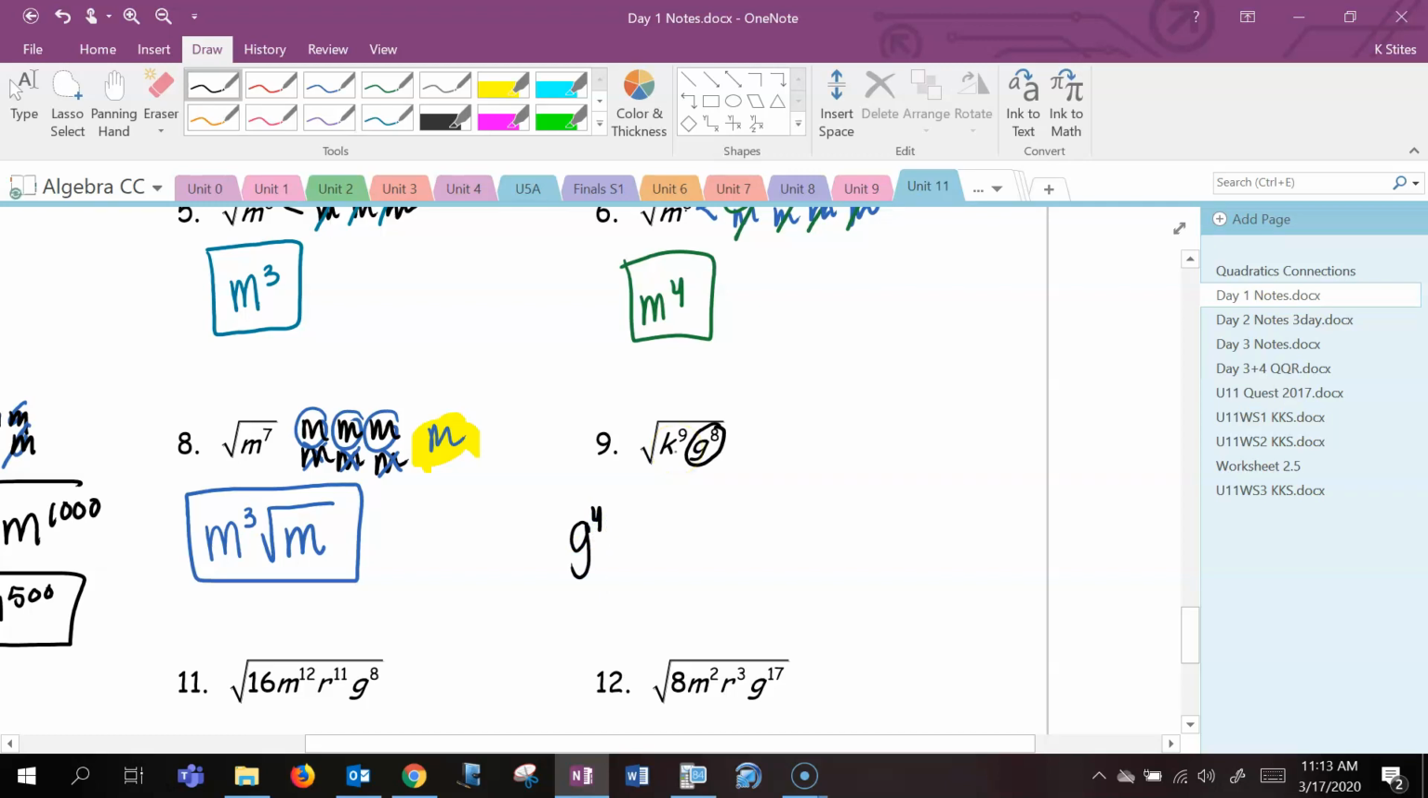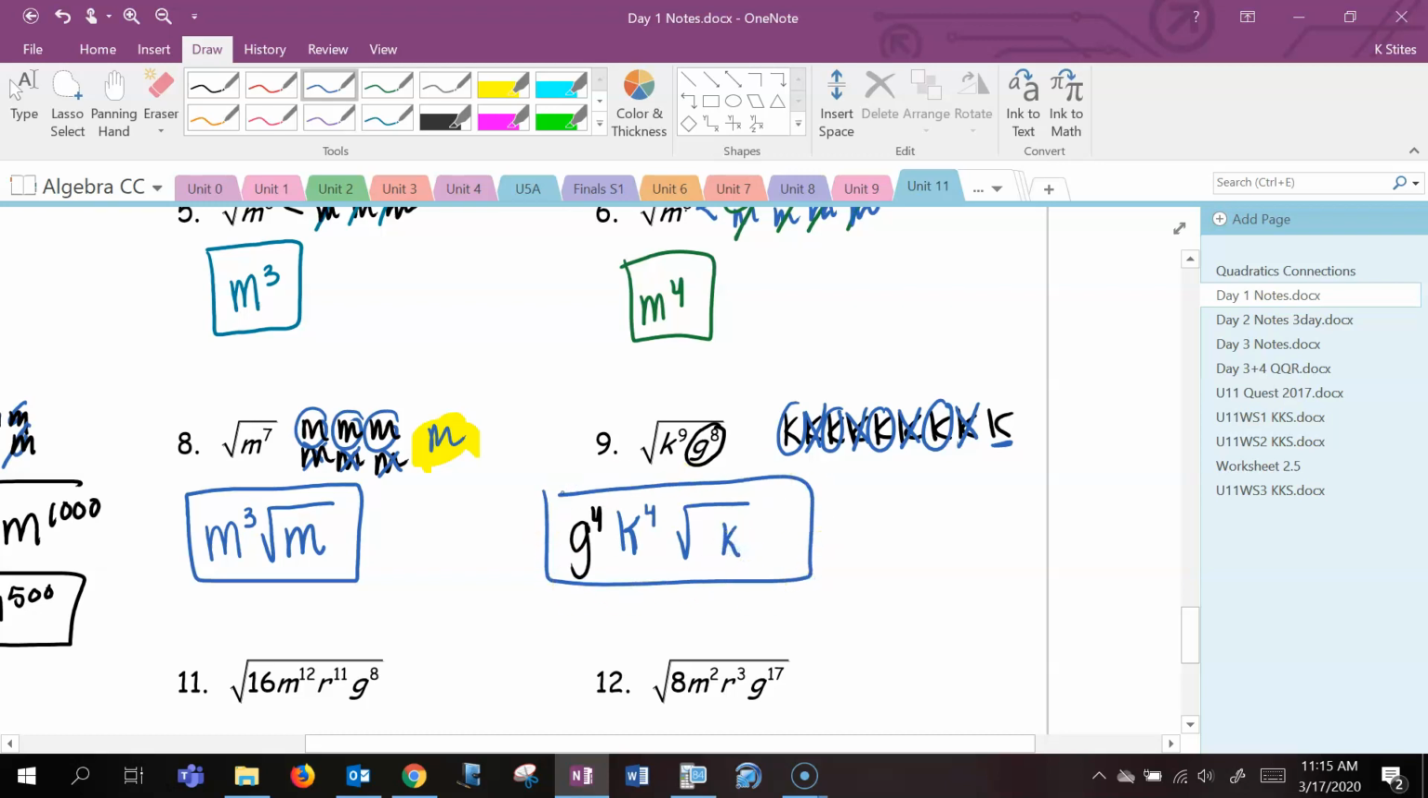The k, there are 9 of them. Okay, so if I have 5, 6, 7, 8, 9, 1, 2, 3, 4, 5, 6, 7, 8, 9. Okay, so look, if we go ahead and we circle, cross out, circle, cross out, circle, cross out, circle, cross out, this k's all by itself, he's going to get underlined. How many k's were circled? There were 4 of them. So 4 come out, but then this k was underlined, so he goes under the root. All right, it's that easy.